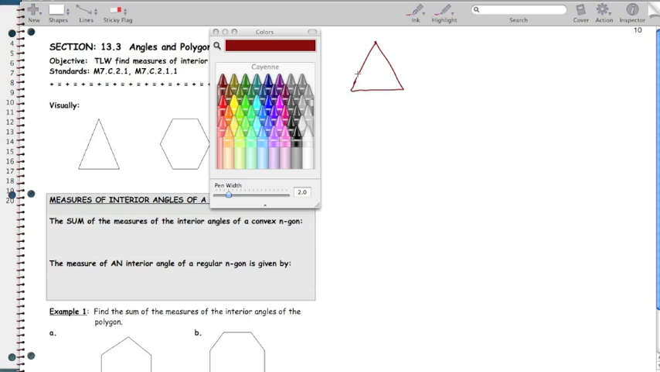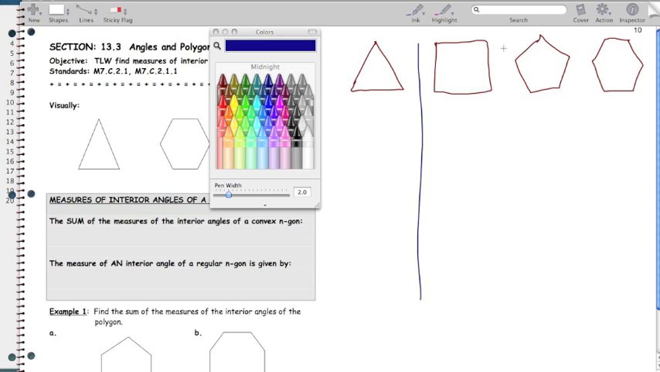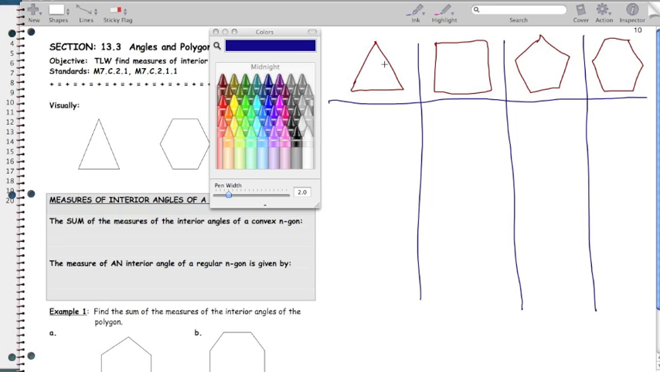Let's take a look at a few common shapes. We'll take a triangle, a square, a pentagon, 5 sides, and we'll stop at a hexagon, 6 sides. Okay, we're just going to make a little chart. Now to start out with, our goal is going to be to figure out how many degrees are on the inside. How many total degrees there are inside a figure.